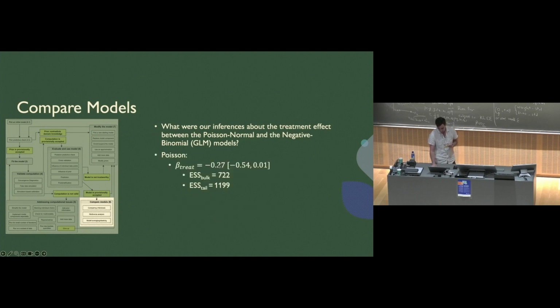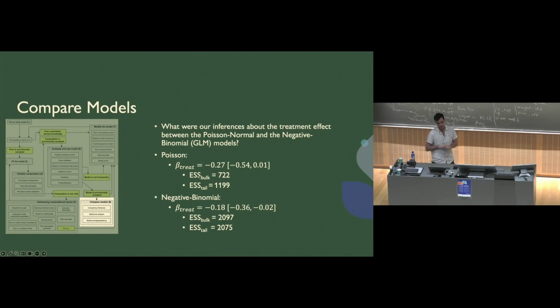I've got to stop clicking on things. We can see that our mean is negative 0.27. So that's on the log scale, it'll be exponentiated. And we can see that our 95% credibility intervals range from negative 0.5 to just above 0. And we have our ESS there.